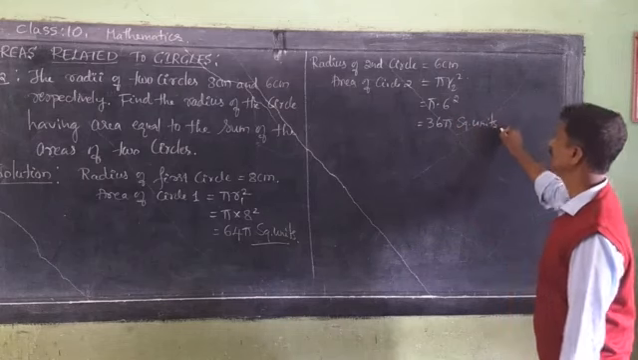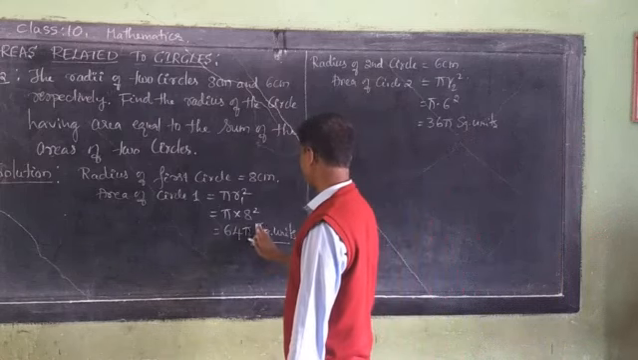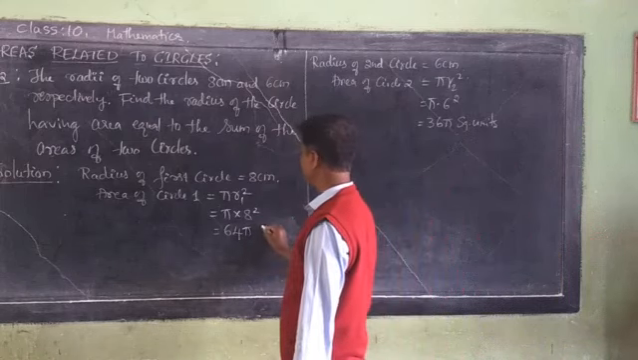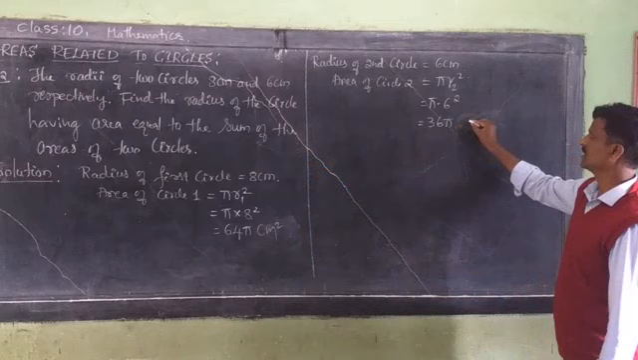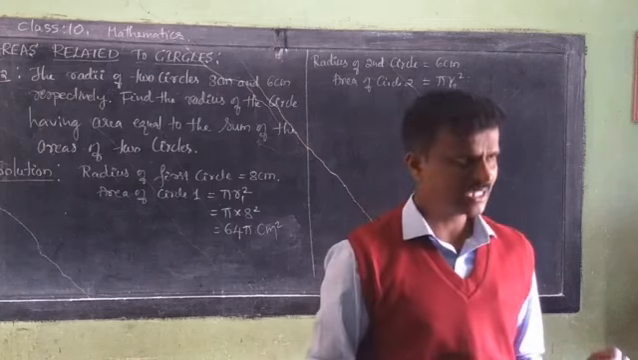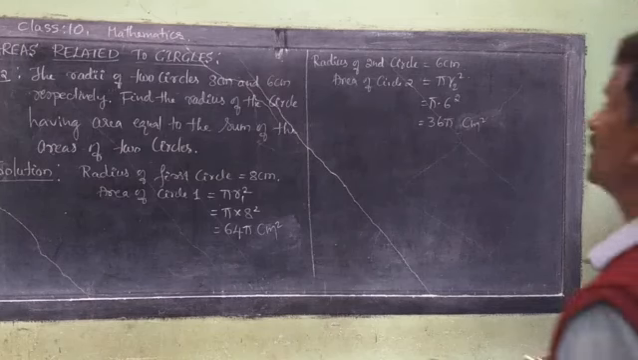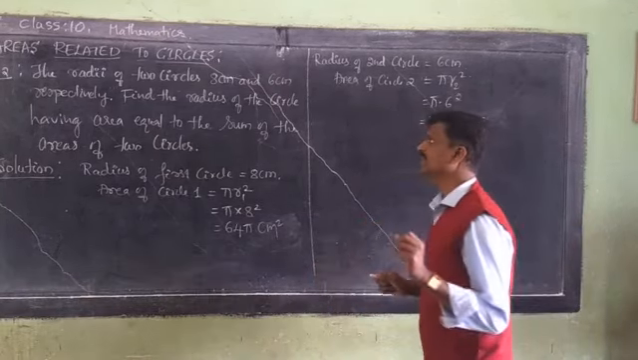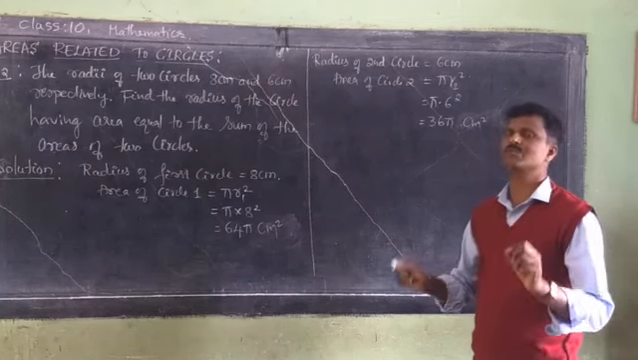This is the area, and square units means this is in centimeter square, since they gave centimeter. Therefore, centimeter square. This is also centimeter square. Now, we should find the radius of the third circle, having the area equal to the sum of the areas of the two circles.